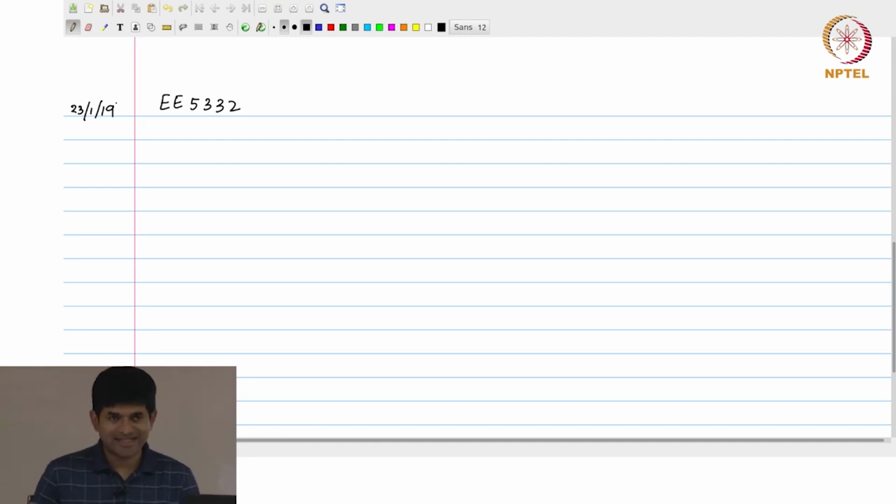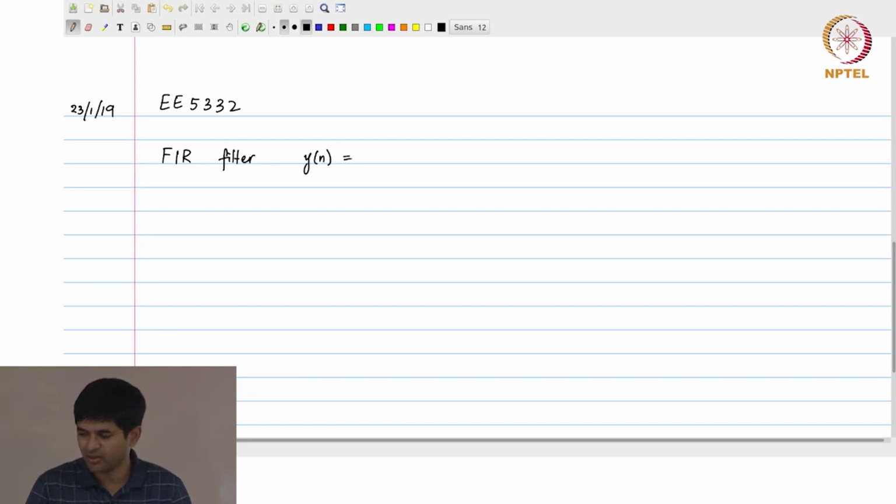So the example that we are going to look at is the so-called FIR filter, which is essentially defined by the equation y of n equals, I'm going to take a very specific, very trivial example of an FIR filter. It has three coefficients: a times x of n plus b times x of n minus 1 plus c times x of n minus 2, okay?